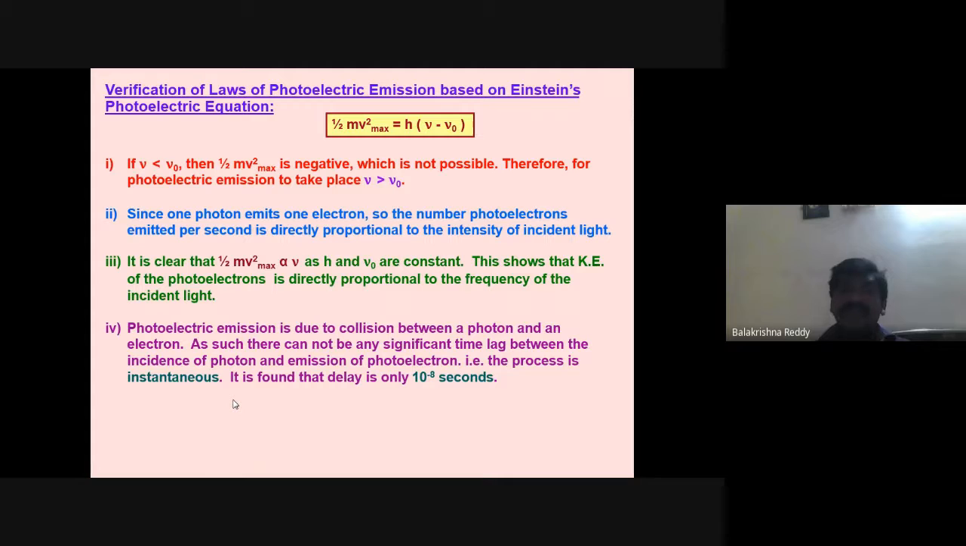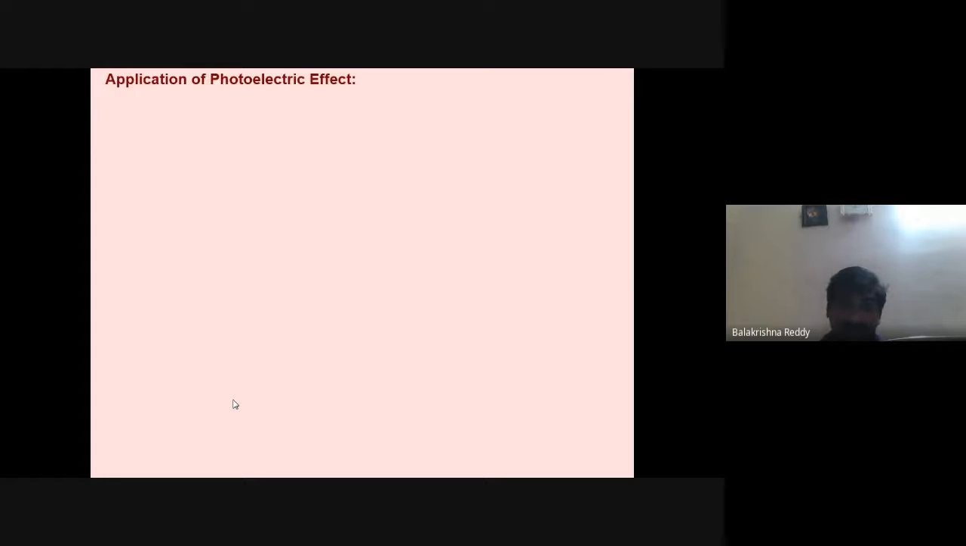These are all the verifications of the laws of photoelectric emission on the basis of the Einstein equation. Now, what are the applications of the Einstein photoelectric equation? It has revolutionary applications in the photoelectric effect. That's why Einstein became famous, and he got a Nobel Prize for this.